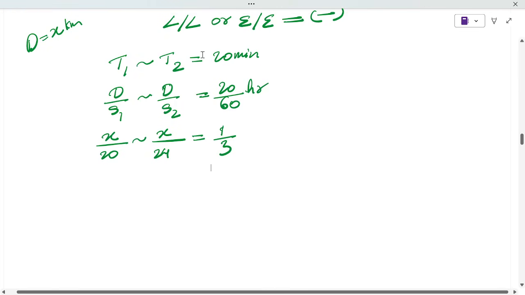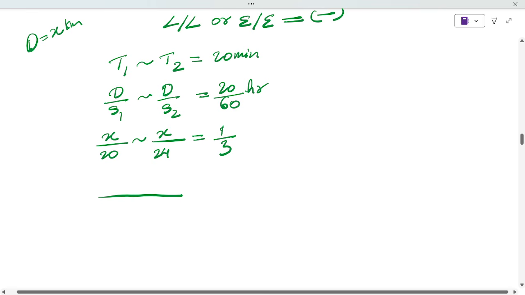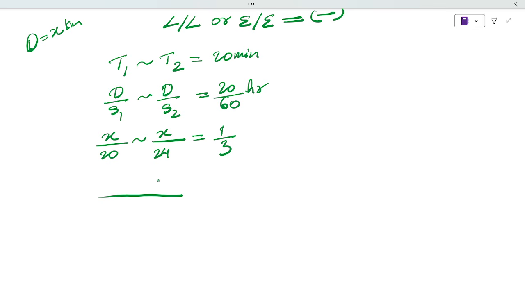LCM of 20 and 24. LCM of 20 and 24. So here 24 is greater. Multiplication of 24, I think it's 120. Right. But you can always check with the normal method also. For exams like NDA and SSB, you will definitely get ample of time. So 24, 20. Do not get it wrong.